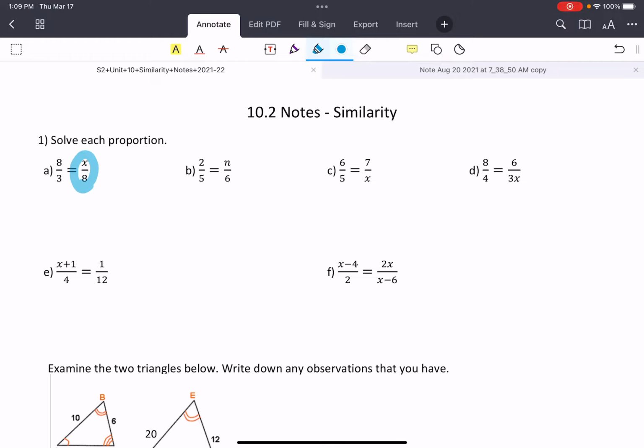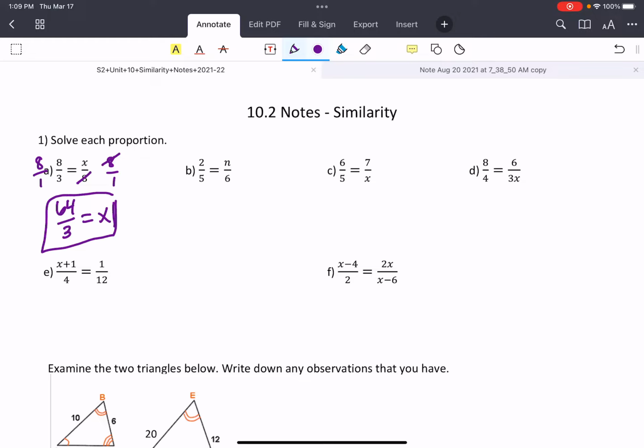So when I want to solve for x and I want to get x all alone, I need to undo that operation by multiplying by 8. I'm going to put it over 1 because I can always write a number over 1 to get that number. And then here these 8s cancel. So I can get 8 times 8 is 64 over 3 is equal to x. And that's my answer there.